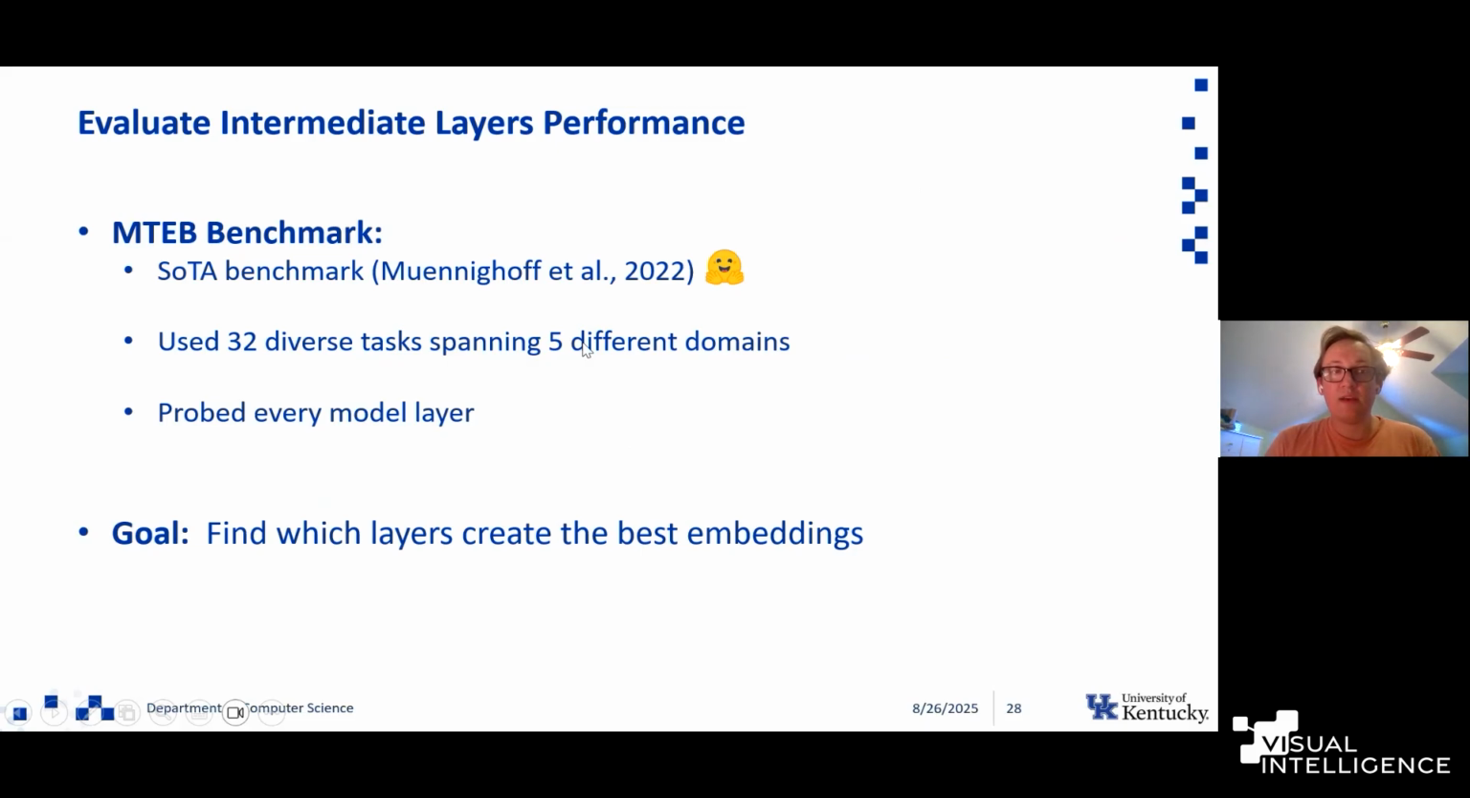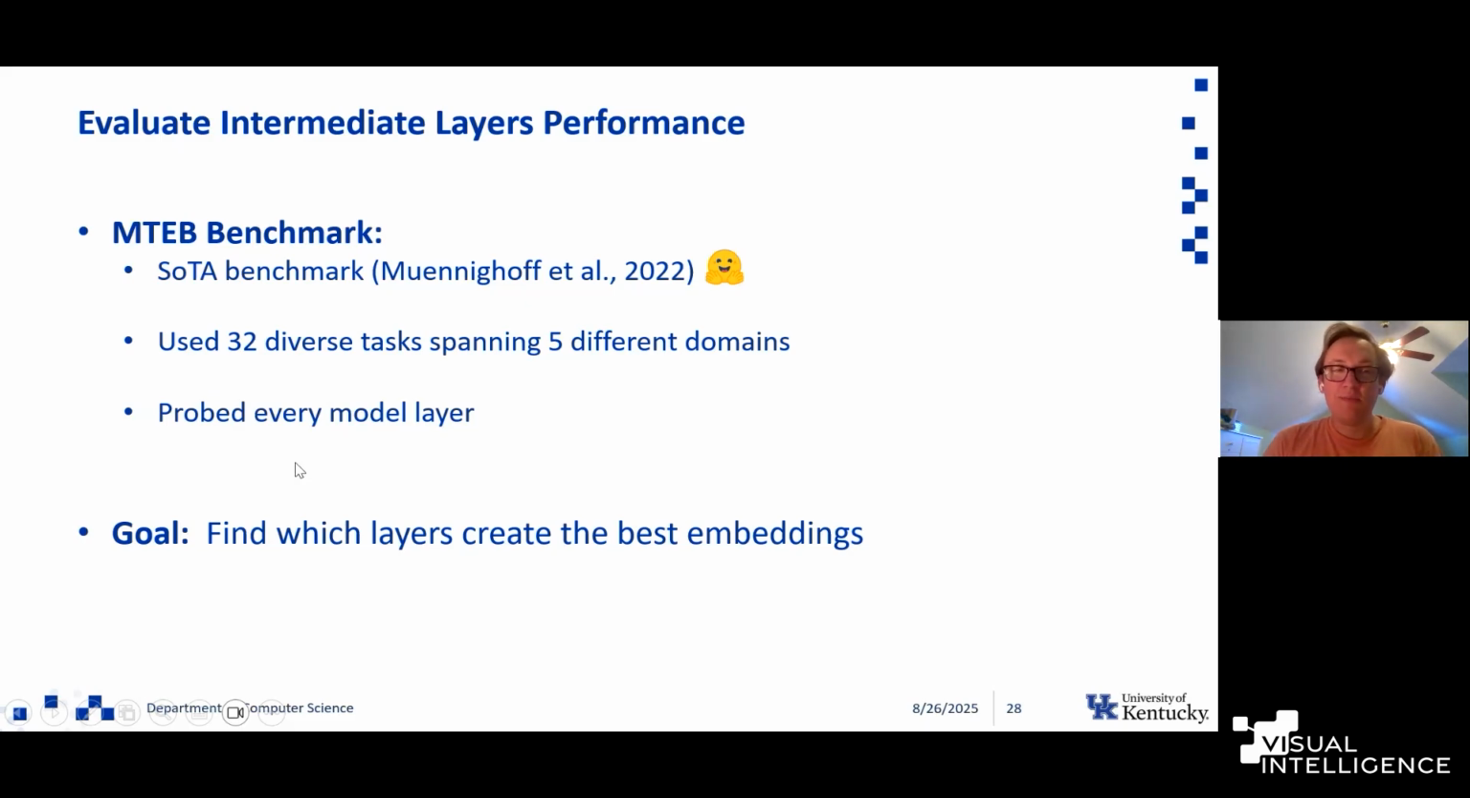So the benchmarks we're looking at are primarily what's called the Massive Text Embedding Benchmark. It's a state-of-the-art benchmark from Hugging Face, where we look at 32 diverse tasks spanning 5 different domains, like clustering or re-ranking or classification, as I mentioned. And we probe every single model layer on these tasks.